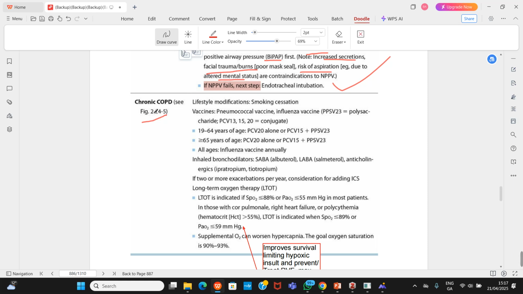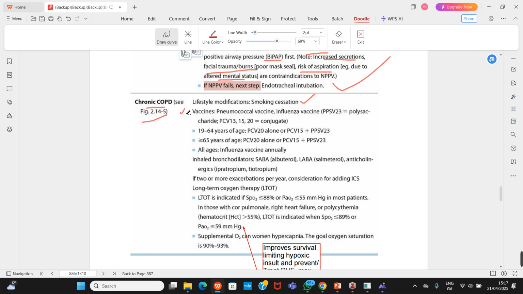Somebody comes to the hospital, you are seeing the person in the clinic, and you are not offering active treatment. You just want to offer something to modify the lifestyle so that the condition can improve. So the first thing you want to do is just to encourage them to stop smoking. Don't smoke. Don't smoke. The next thing is to vaccinate.